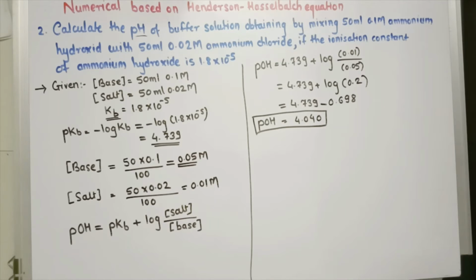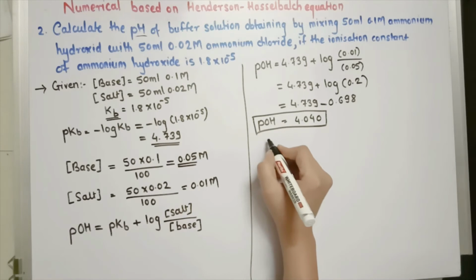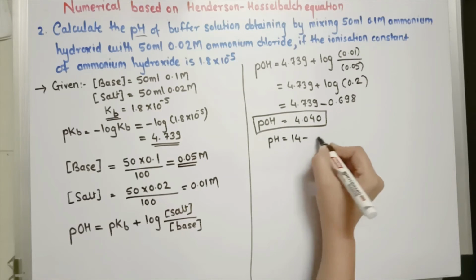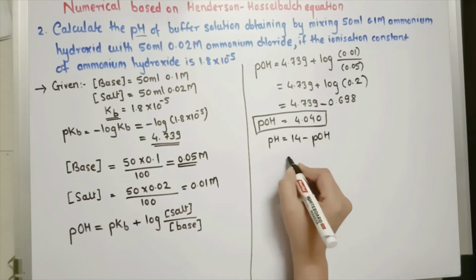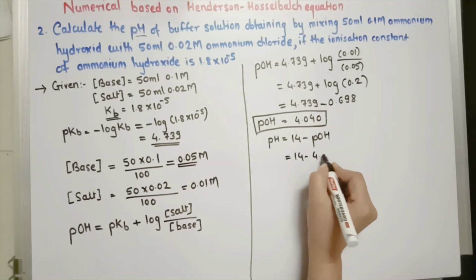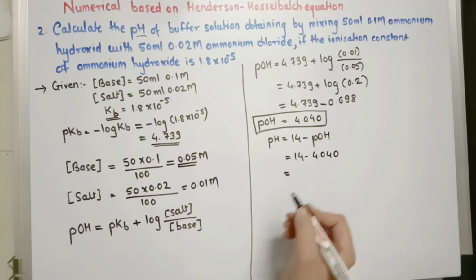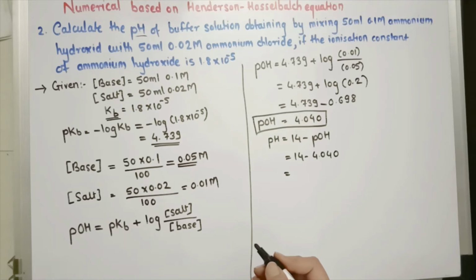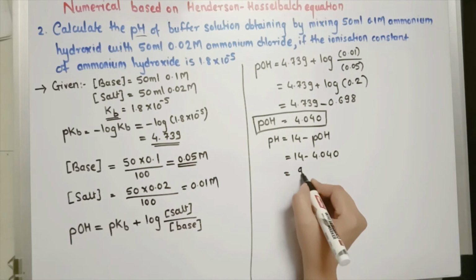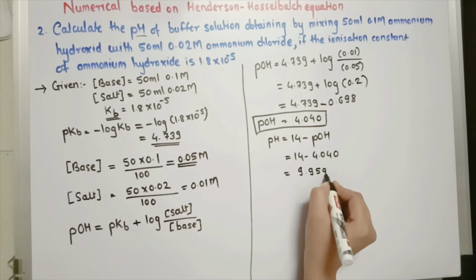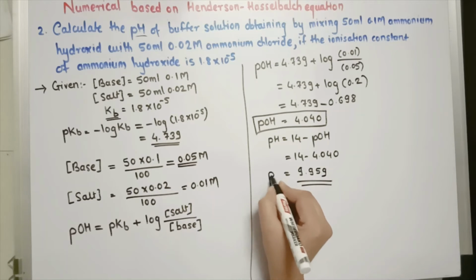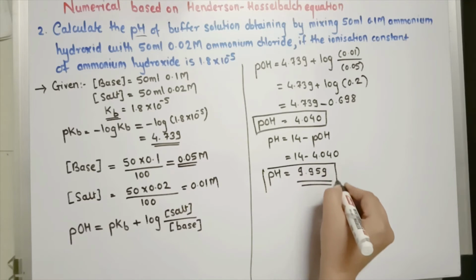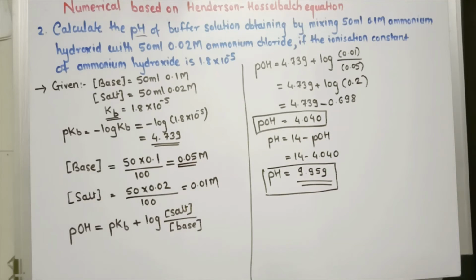But you don't have to stop here. You have to first see the question, that it says calculate the pH. So we know that pH is equal to 14 minus pOH. So now 14 minus 4.040 is equal to 9.959. Okay, this is the value of pH. This is the answer for this question.